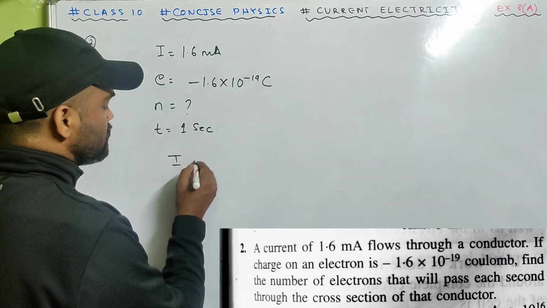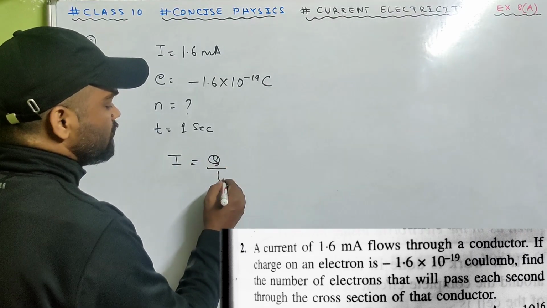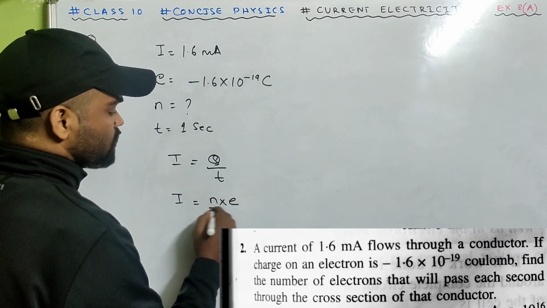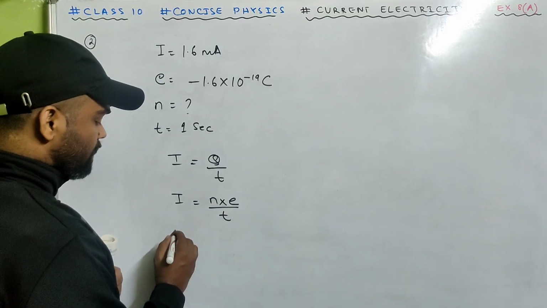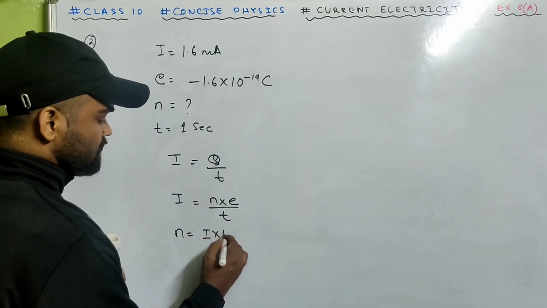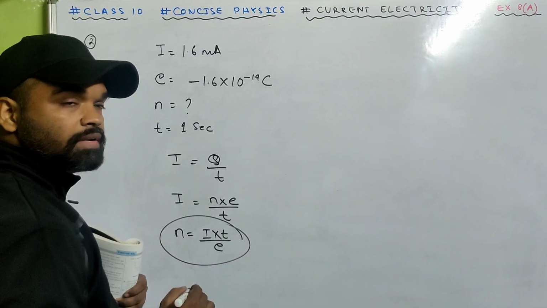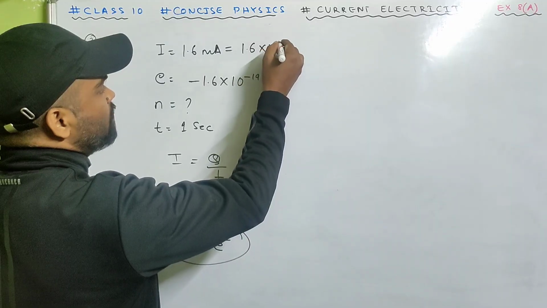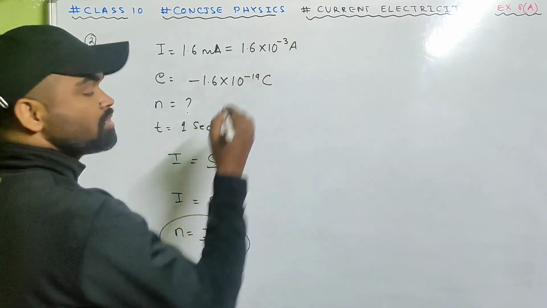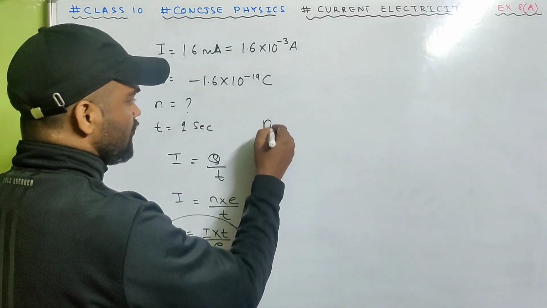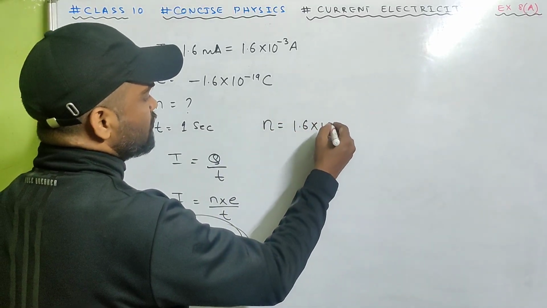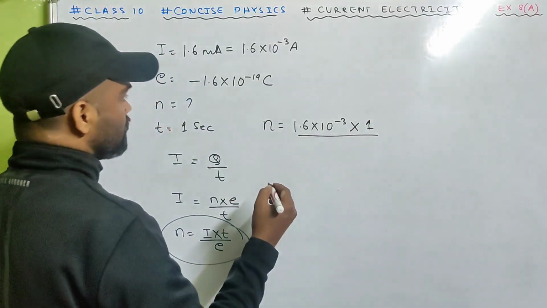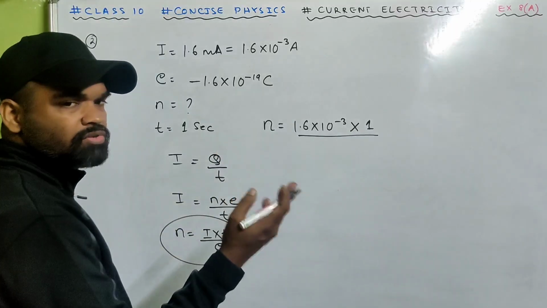Now look here. Just now we did, current is Q by T. Current is number of electrons multiplied by charge on one electron by T, which means number of electrons over here becomes I multiplied by T divided by E. Yes or no? Now milliampere to ampere, just now we multiplied by 10 to the minus 3. Yes or no? Now substitute the value. So N is I, which is 1.6 multiplied by 10 to the minus 3, multiplied by T, which is 1, by E. I'm taking positive because number of electrons can't be negative.